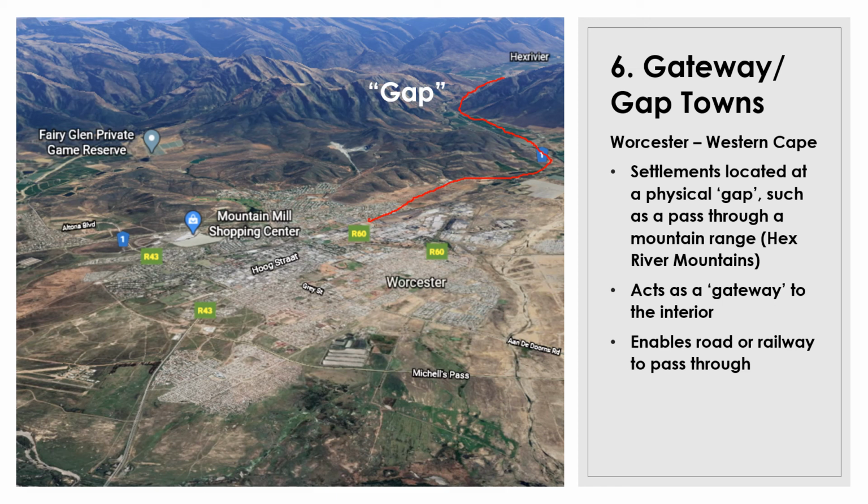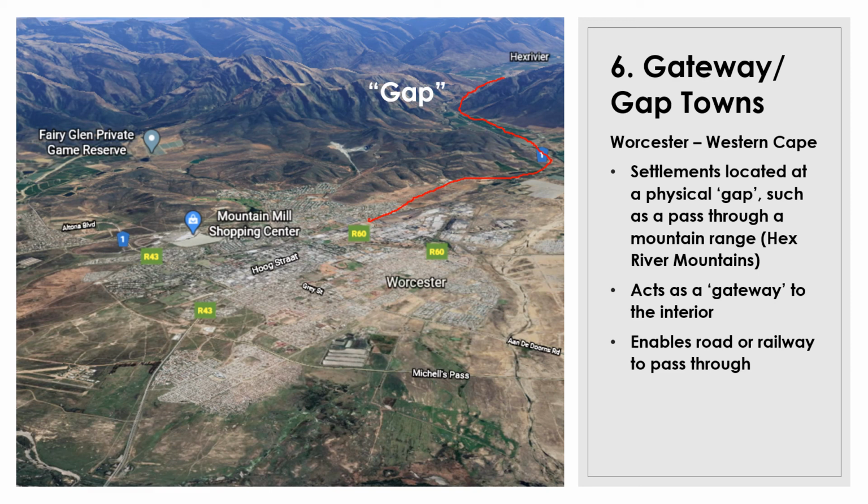And there's a railway line, there's a road there, and there are many examples of this in South Africa, but also in other countries of the world where you have these mountain ranges with a natural gap inside them, or a pass that allows people to transfer goods or vehicles on a road or a railway line.